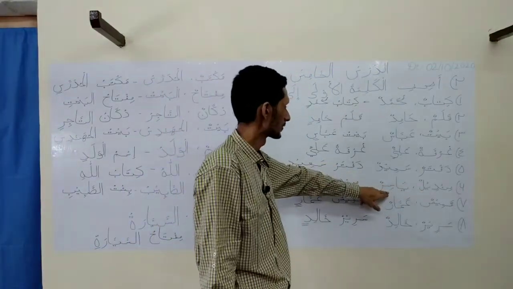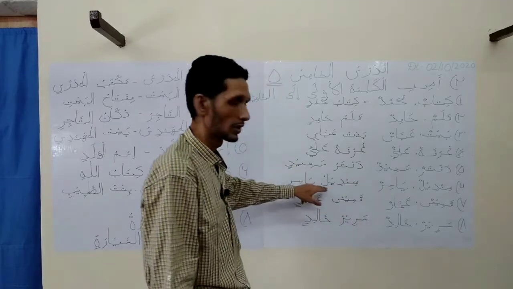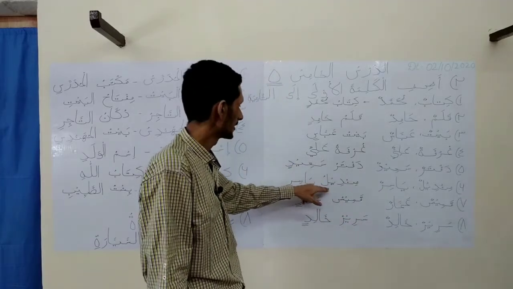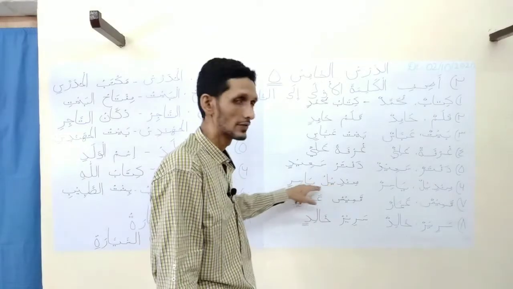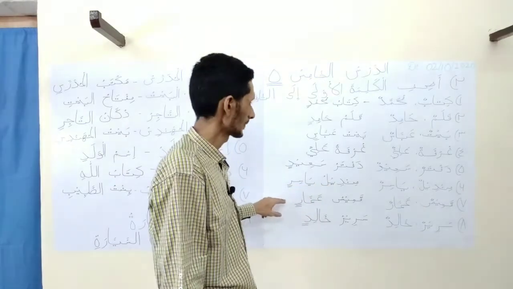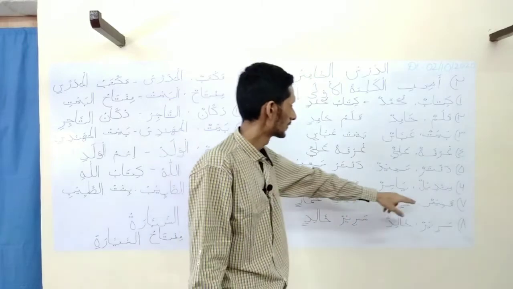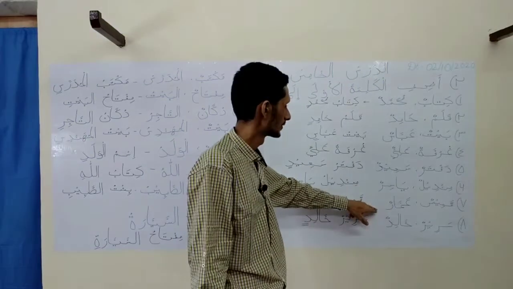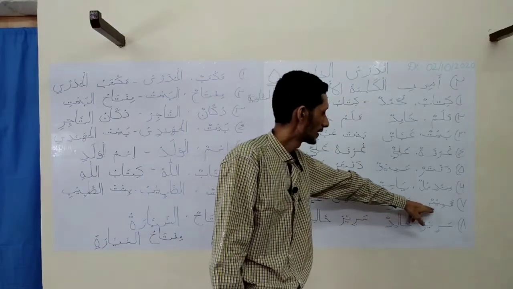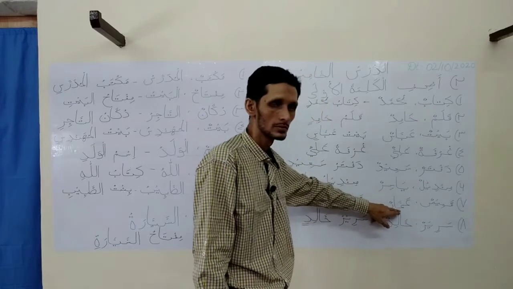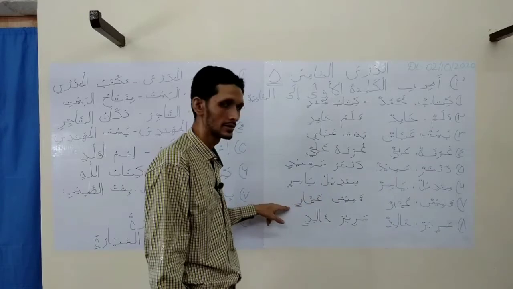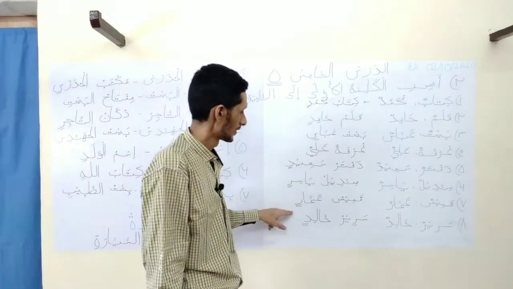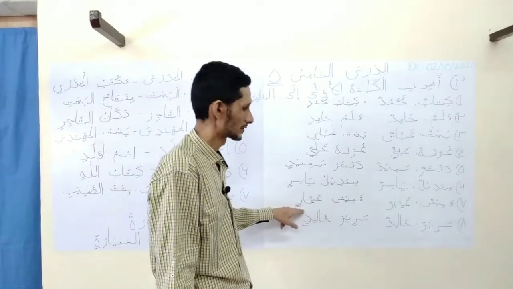Mindilun Yasirun. Murakkab will be Mindilu Yasirin. Handkerchief of Yasir. Qamisun Qammarun. Murakkab will become Qamisu Qammarin. Shirt of Qammar.